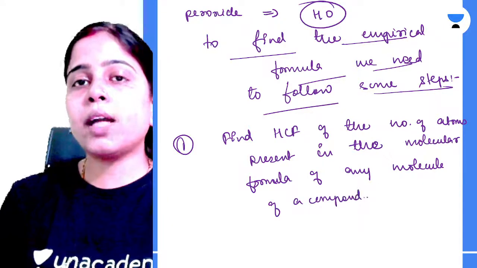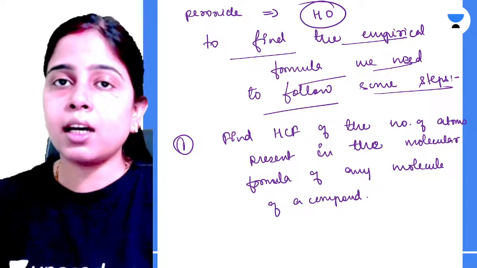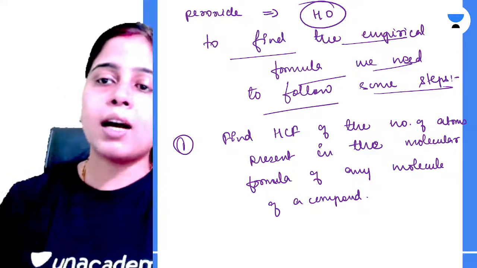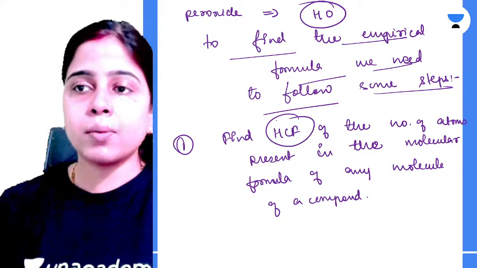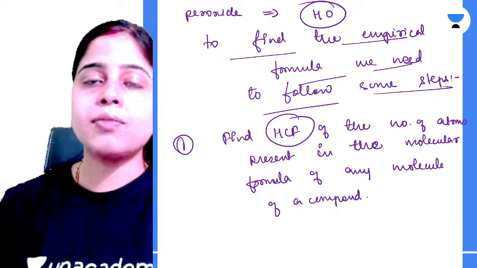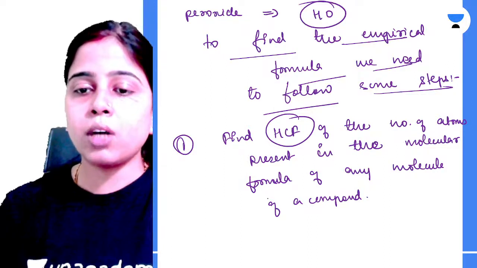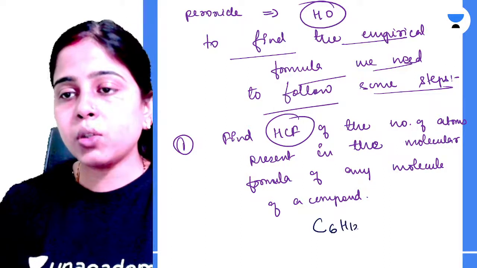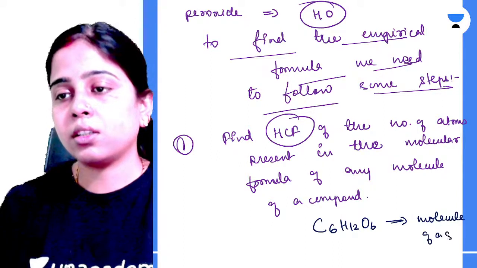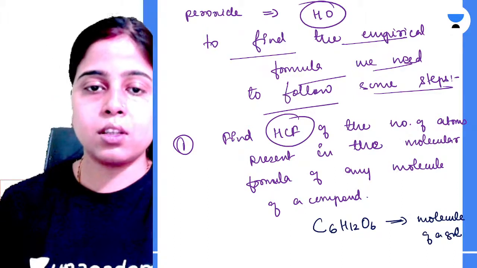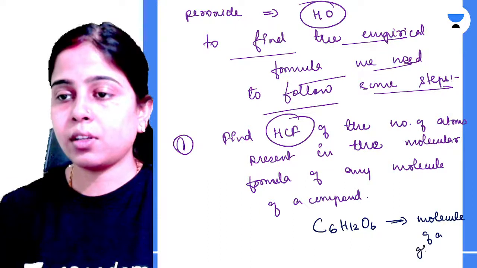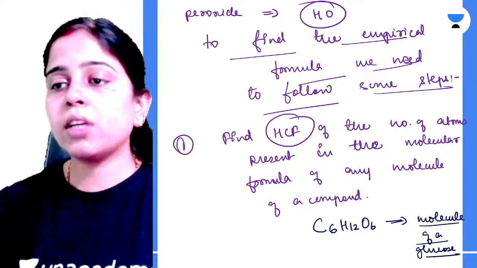So first of all you need to analyze how many atoms of each element are present in one molecule of a compound, and then you have to find the HCF of all those numbers of atoms present in the molecular formula of the molecule. After you have found the HCF, let me show you how to find it. For example, you have a molecule of glucose. This is a molecule of glucose, yes or no?